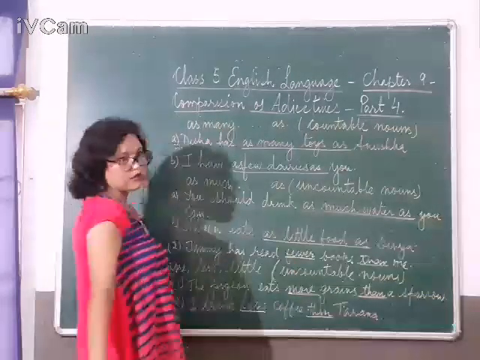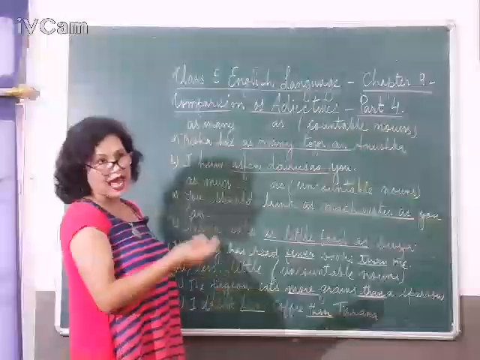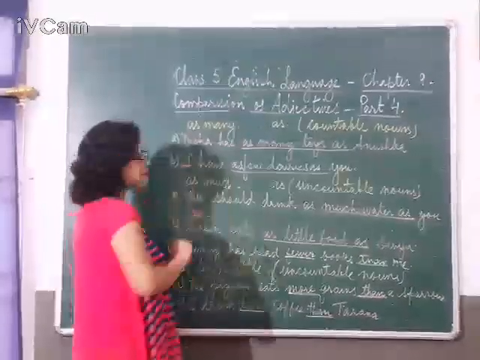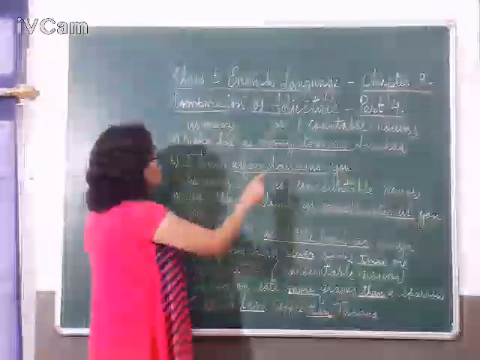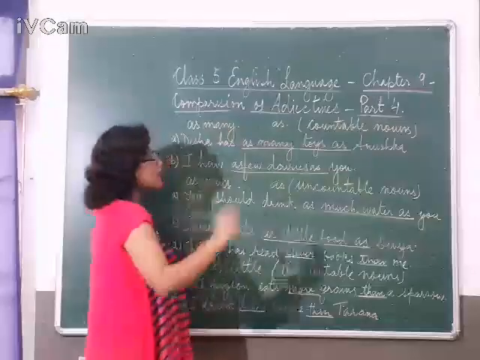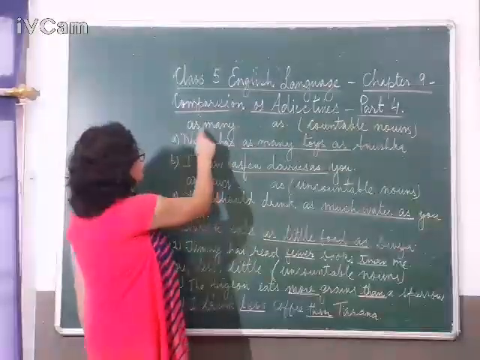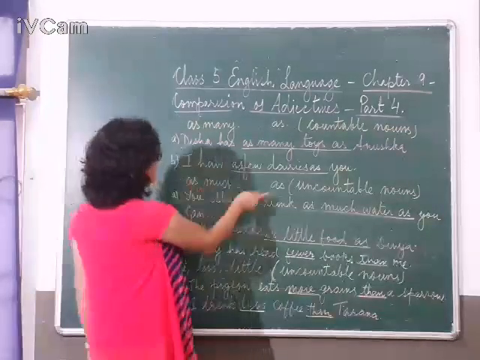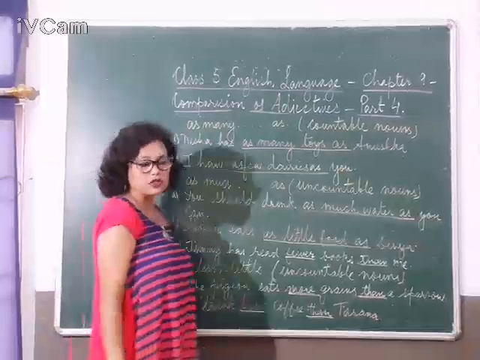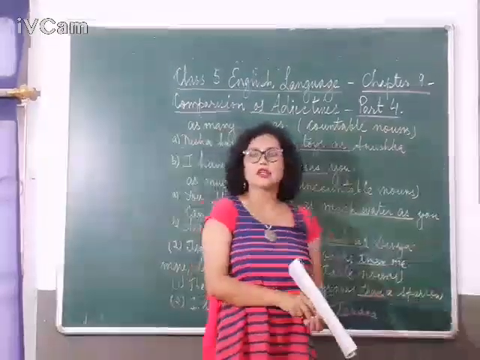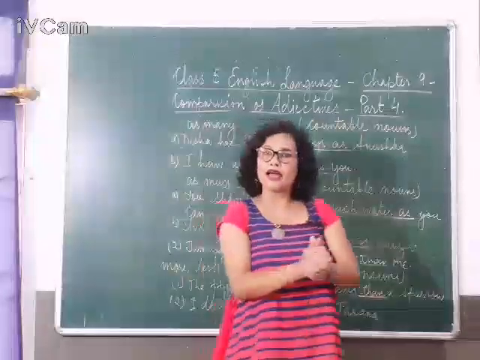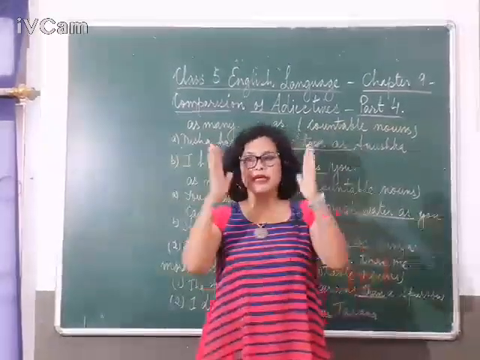Countable and uncountable nouns. We are doing adjectives and you must be thinking why we are doing nouns here. But here is a comparison. The nouns come here because you have to know if it's countable or uncountable, because as many as we use for countables and as much as we use for uncountables. I am sure you must have understood the chapter, children, and I am going to send a PDF file and the rules will be given there.